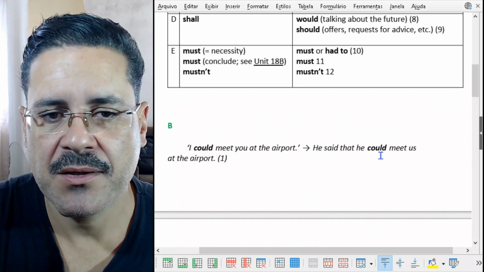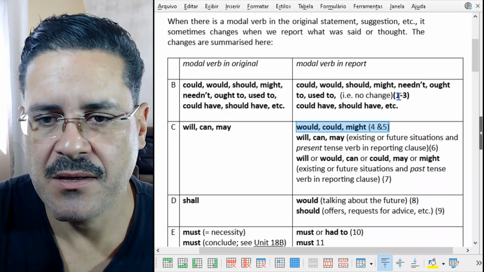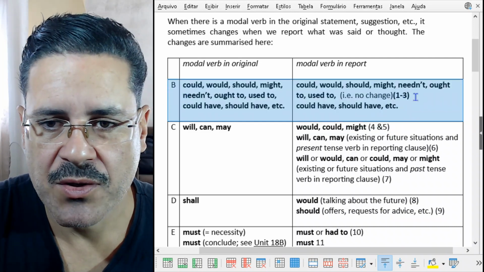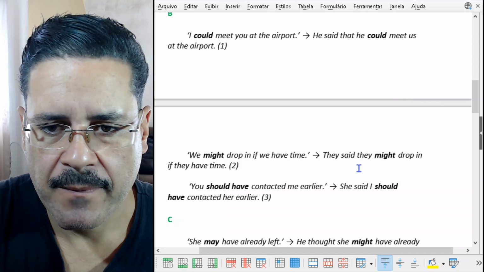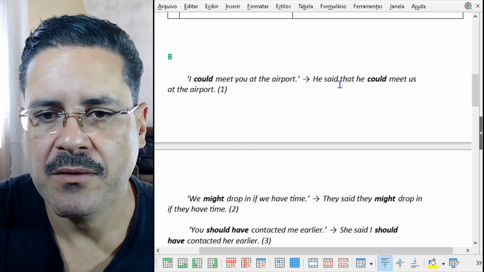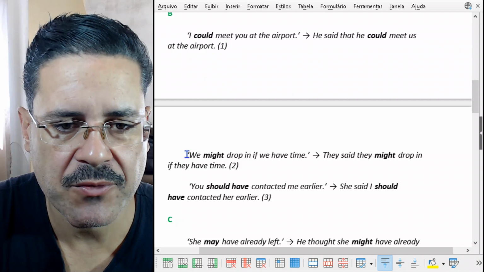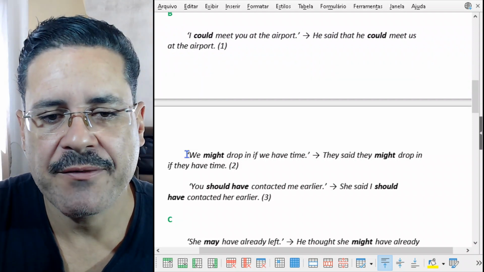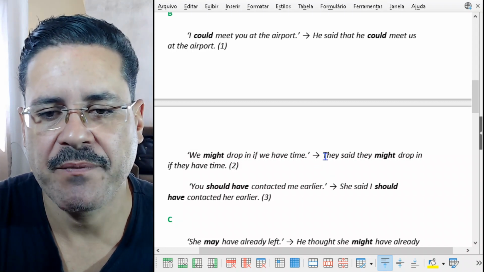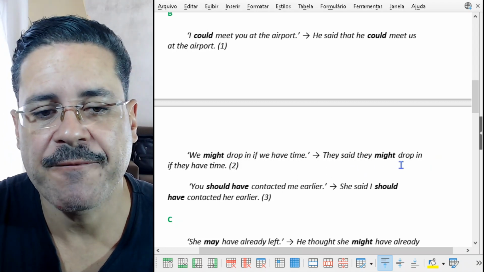Okay, but before we continue, let's just see some more examples. We've just read the previous examples about section B. The first example: I could meet you at the airport. He said that he could meet us at the airport. So I forgot to read those examples. We might drop in if we have time. Notice that we don't change. They said they might drop in if they have time.